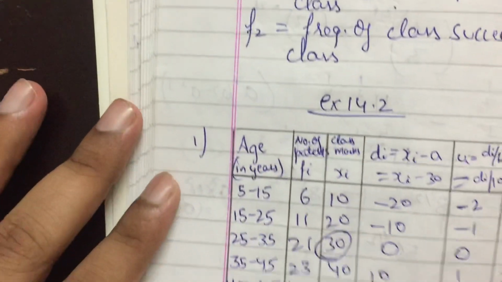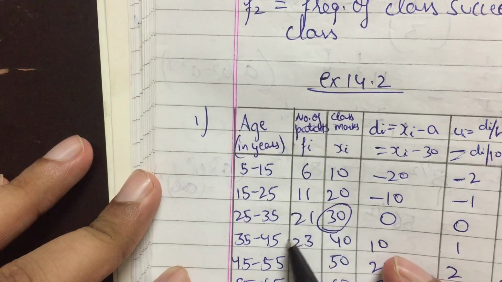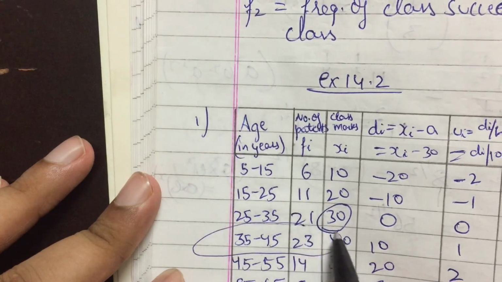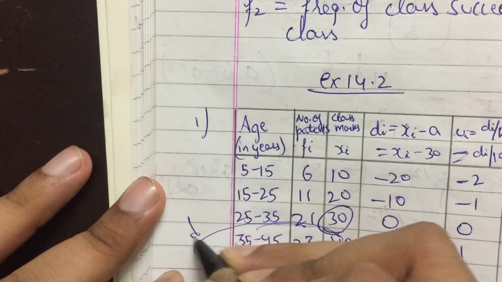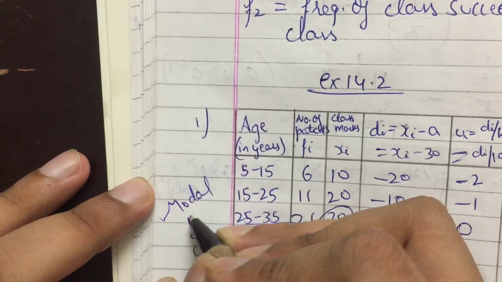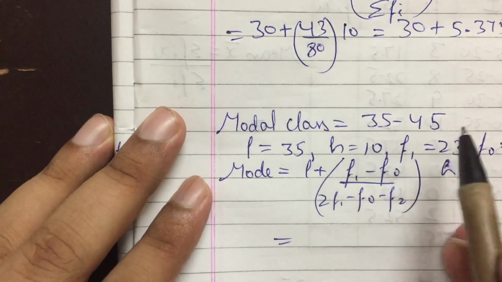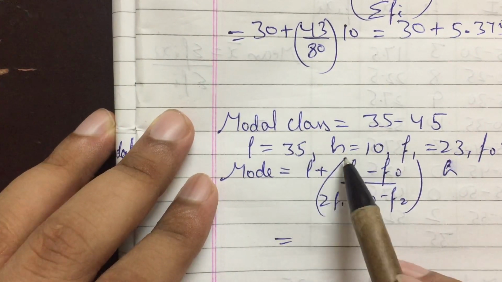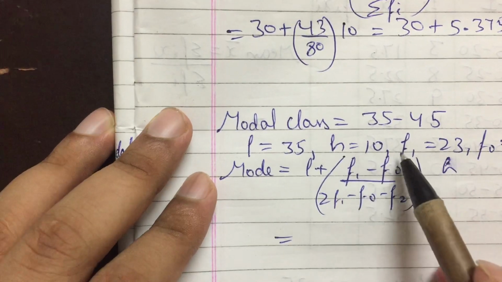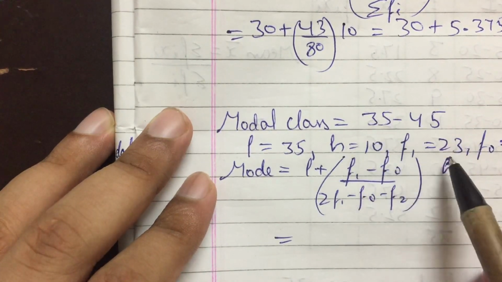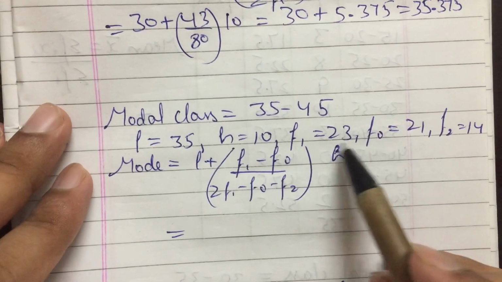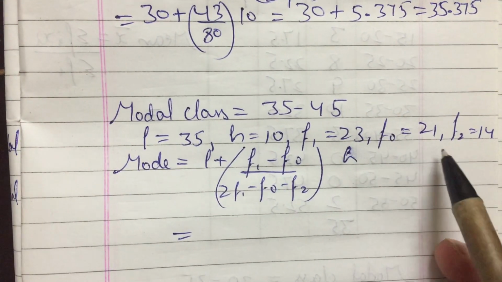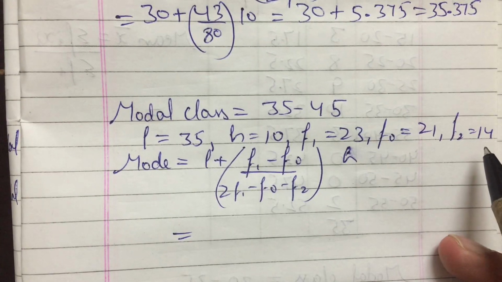Now the mode. Here the modal class will be the class having maximum frequency. The maximum frequency is 23, so this class will be the modal class, 35 to 45. L will be the lower limit of the modal class, so this is 35. h is the class size, so the gap is 10. f1, the frequency corresponding to the modal class, is 23. f0, the frequency preceding the modal class, is 21. f2, the frequency succeeding the modal class, is 14.